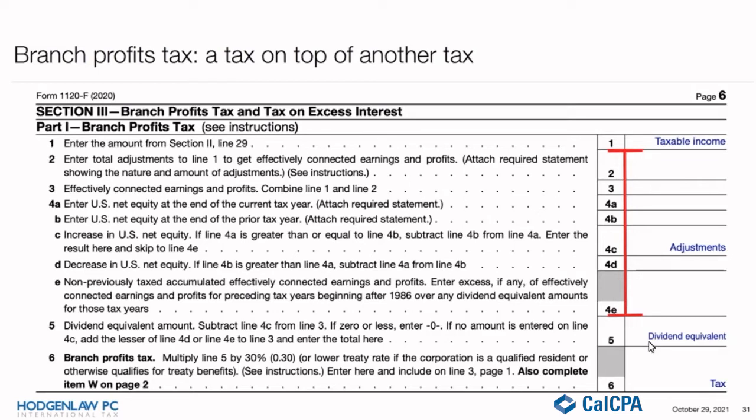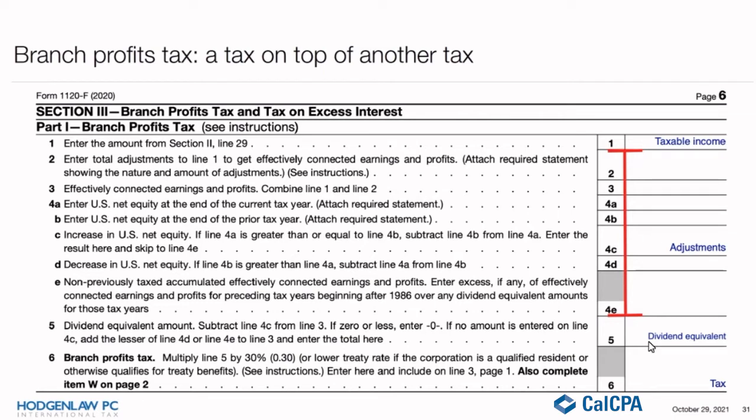But at the end, line 5, you have a dividend equivalent amount, and then you have line 6, which is the tax, which is 30% of the dividend equivalent amount. So again, back to the tax on top of a tax idea. Line 1, you're going to pay corporate income tax on the taxable income. And line 6, if you have a dividend equivalent greater than 0 on line 5, you're going to pay 30% of whatever's on line 5. So you have an incentive to do something on lines 4A through 4E to make that dividend equivalent number on line 5 to be 0. And there are 3 ways to do this.